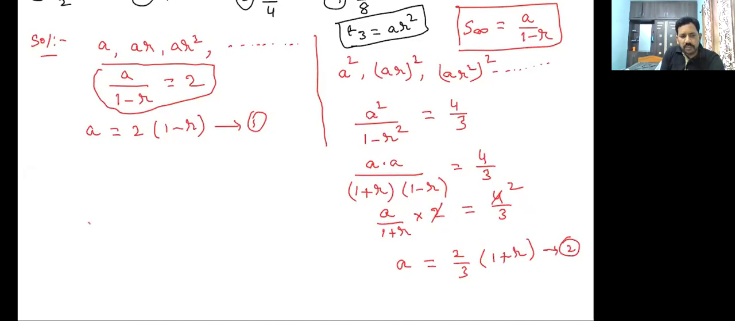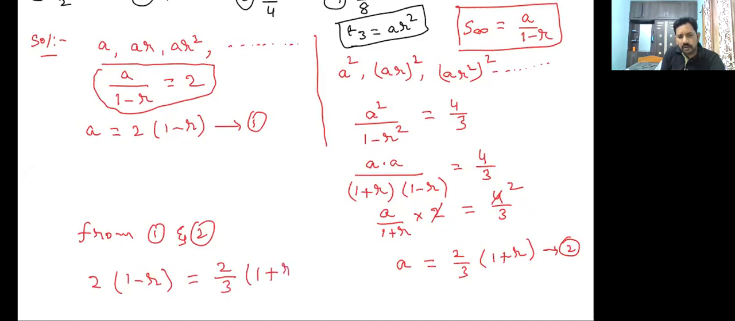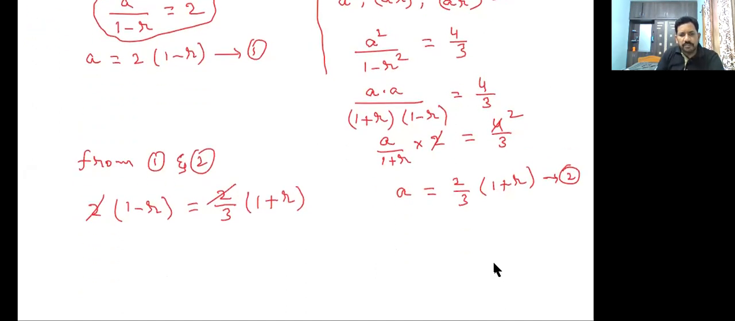From 1 and 2, observe that the left hand side values are equal. Equate the right hand sides: 2 by 3 into 1 plus r, 2 to cancel. Now in this relation, we need to find the r value. Take 3 to the left hand side: 3 minus 3r is equal to 1 plus r. 2 is equal to 4r.